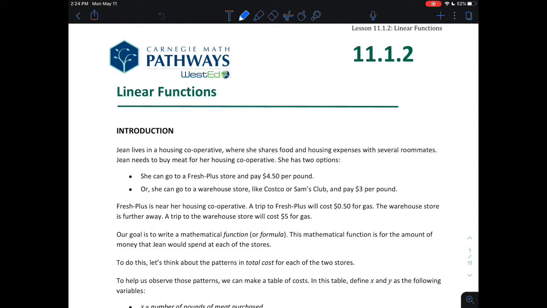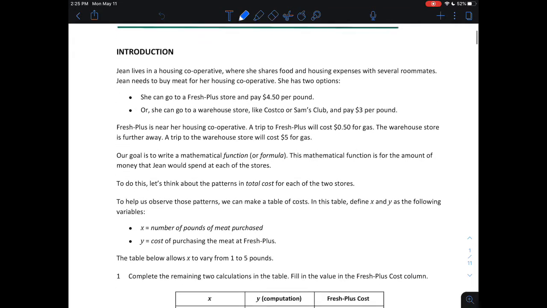Fresh Plus is near her housing cooperative. A trip to Fresh Plus would cost 50 cents for gas. The warehouse store is further away. A trip to the warehouse store will cost $5 for gas. Our goal is to write a mathematical function or formula for the amount of money that Jean would spend at each of the stores.